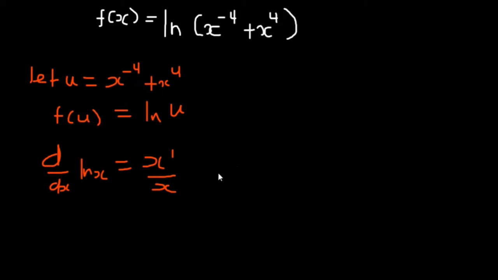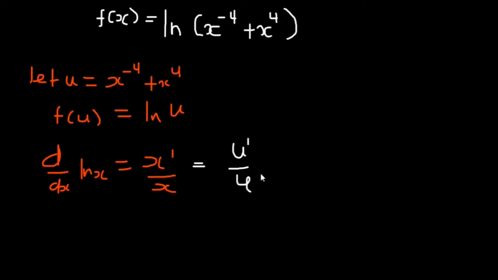So you see, the derivative of the natural log of a function equals the first derivative of that function over the function itself. So what are you going to do here? This will be u prime over u in our case, because our x here is this u. So you have u prime over u, and you know that u equals x to the power minus 4 plus x to the power 4.